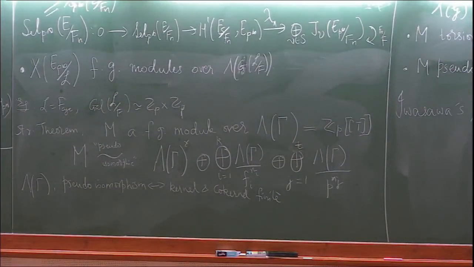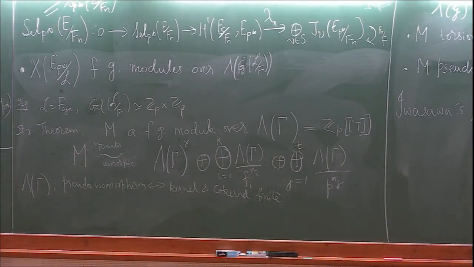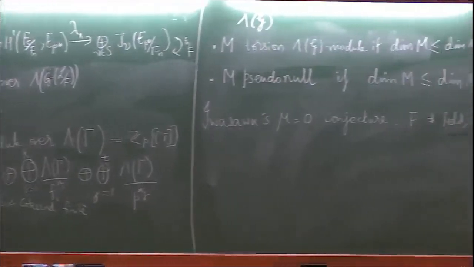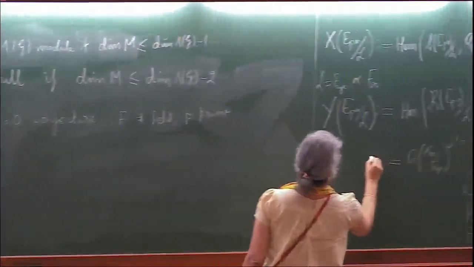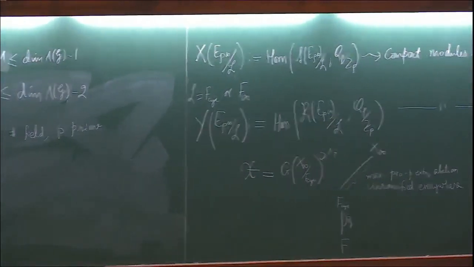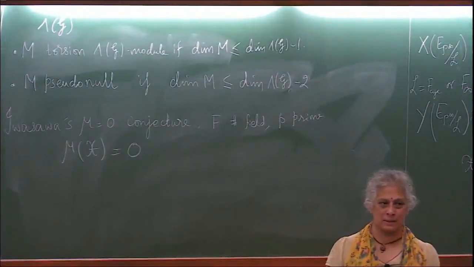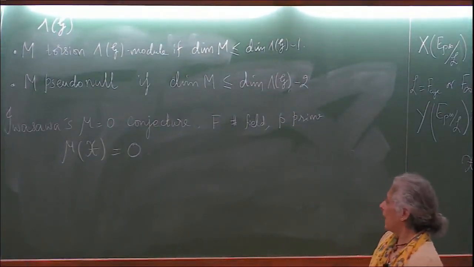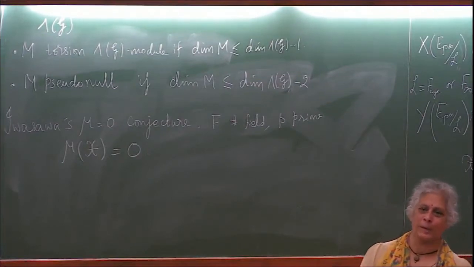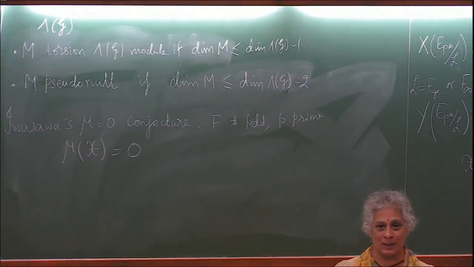But suffice it to say that classical Iwasawa's mu equals 0 conjecture predicts that if I take F a number field, P a prime, then mu of, let me call this script X or something, is 0. That is the classical Iwasawa theory conjecture. And you know that it's true for Q, abelian extensions of Q. That was one of the big theorems Ferrero-Washington proved and so on.